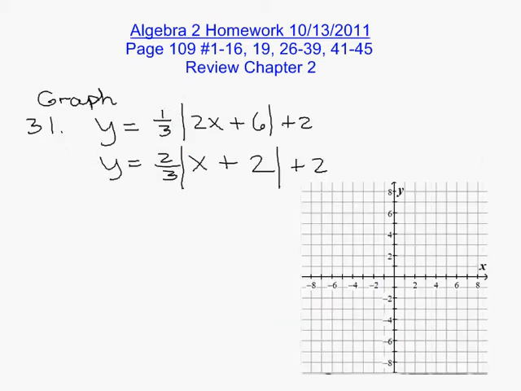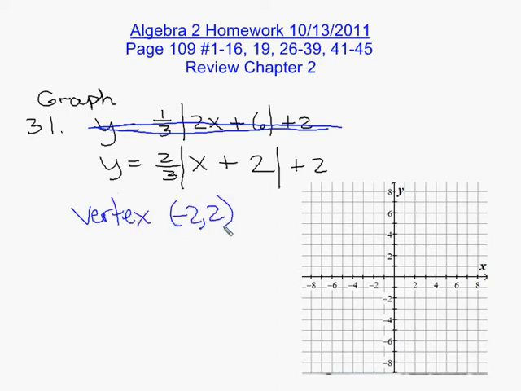Now this one in your book had this right here because it wanted you to do it a different way. You can just cross that one out. I gave you this alternate one to do, so that's what we're going to do. The vertex is at negative 2, 2 because you use the opposite sign here, and now we have a number added outside, so you use the same sign here. So negative 2, 2 is the vertex of this V shape.